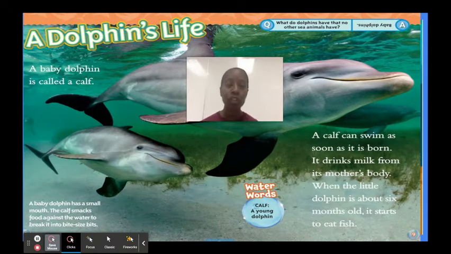Now, scholars, I want you to pay attention to how the text is written. If you notice, it is bigger than the captions here. So the print is bigger. And if you look at the boldness of the word, so down here, it's a darker white. They label water words so we can be laser focused on what they're trying to tell us. They want us to know what a calf is, and a calf is a young dolphin.